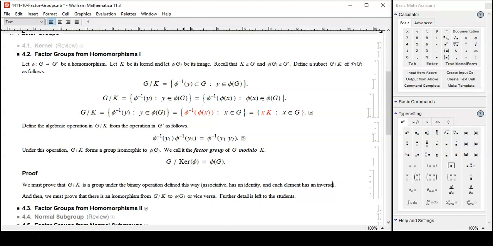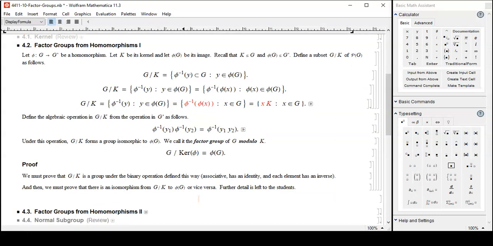And then we have to prove that that group is isomorphic, which means we have to prove there's an isomorphism from G over K to phi of G, or vice versa, because isomorphism is a bijection, so either way. Further detail is left to the students. Let me give you just one more hint. I would prefer to have vice versa, and we define it like this.